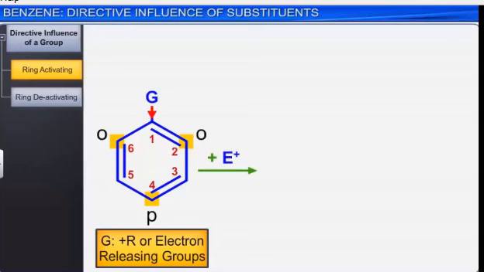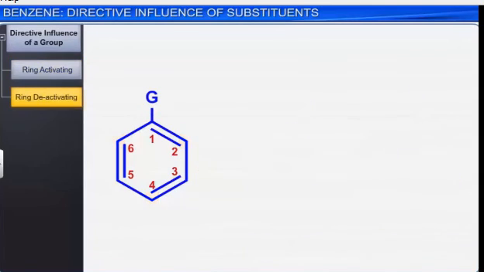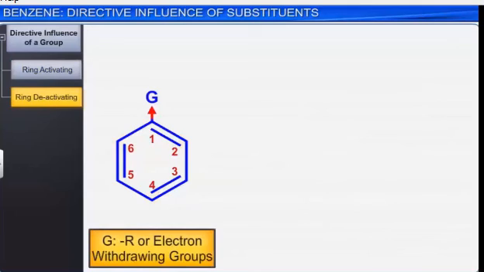Ring deactivating groups are minus R groups or electron withdrawing groups which relatively decrease the electron density at ortho and para positions of the ring. In other words, the electron density is relatively high at meta position. Hence, these groups orient the new incoming electrophile to meta position.